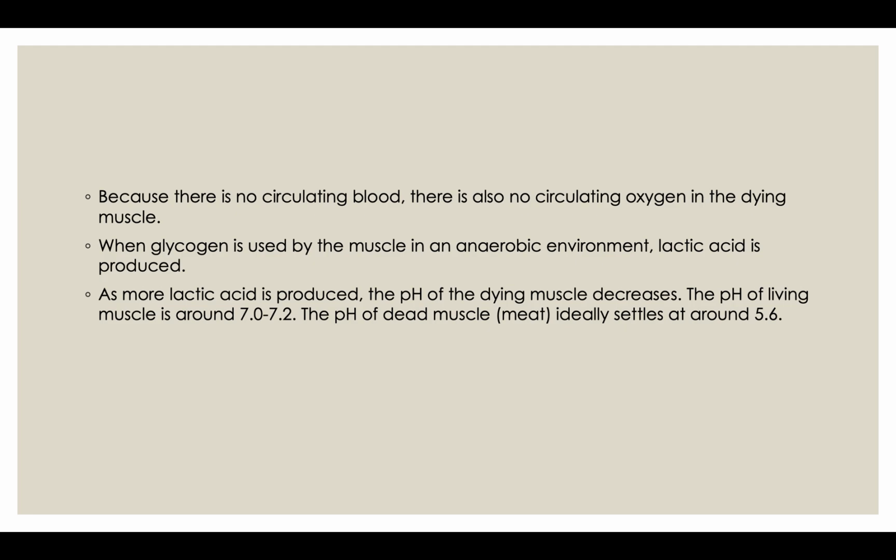Because there is no circulating blood, there is also no circulating oxygen in the dying muscle. When the glycogen is used by the muscle in an anaerobic environment, instead of glucose, lactic acid is produced. As more lactic acid is produced, the pH of the dying muscle decreases. The pH of living muscle is around 7 to 7.2. The pH of dead muscle is ideally around 5.6.